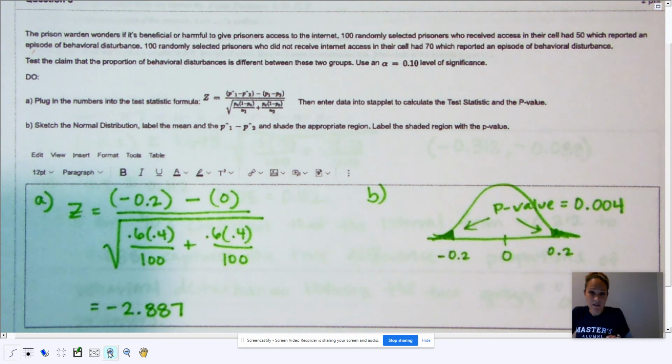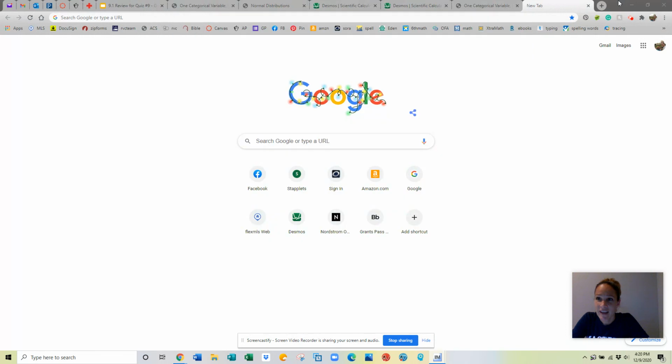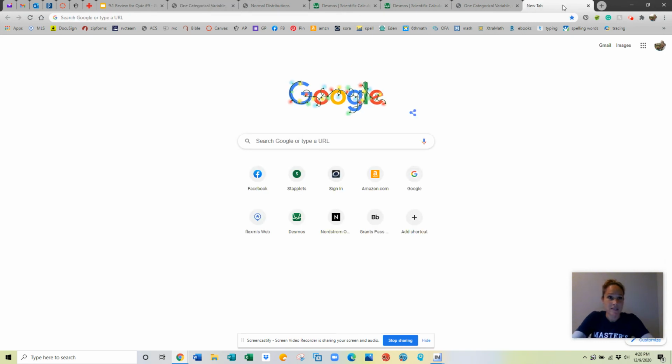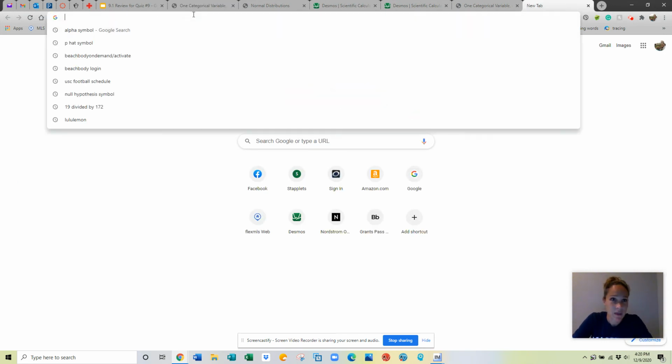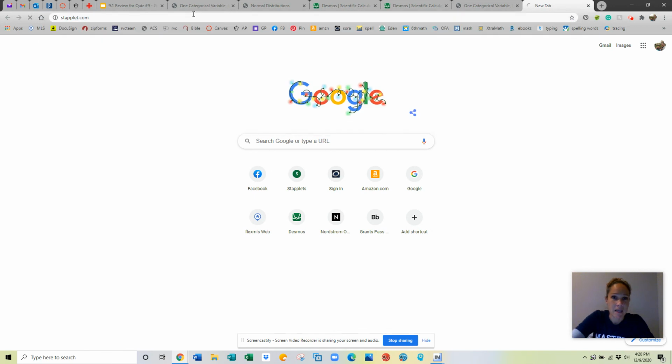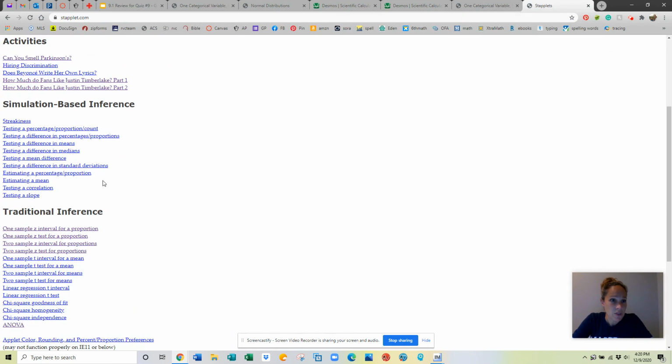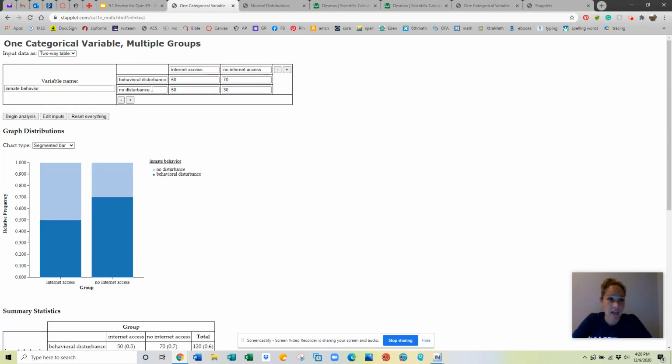So I'm going to show you guys a little bit of the technology here, if I can find it. All right, so what I did was I went to StatKey. And so if you want to see what that looks like, I'm just saving time here with everything typed in already, but in StatKey, you would go down to a 2-sample Z test for proportions, okay? And so if you do that, this is what you get.